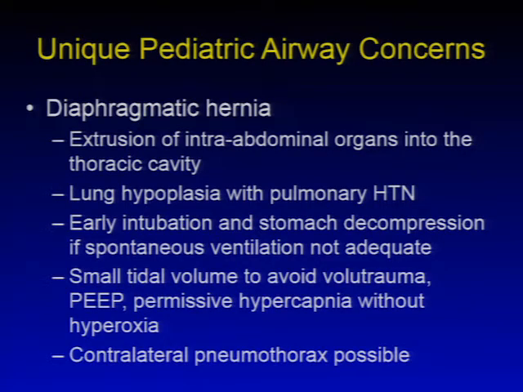Ventilatory management of these children is a balance between avoiding barotrauma of the hypodeveloped lung on the unaffected side, but on the other hand, avoiding factors that might increase PVR due to the increased pulmonary hypertension that these children often develop. Small tidal volume is typically used to avoid volutrauma. PEEP is often encouraged, and permissive hypercapnia without hyperoxia is also often used to manage these children's airways and respiratory status.